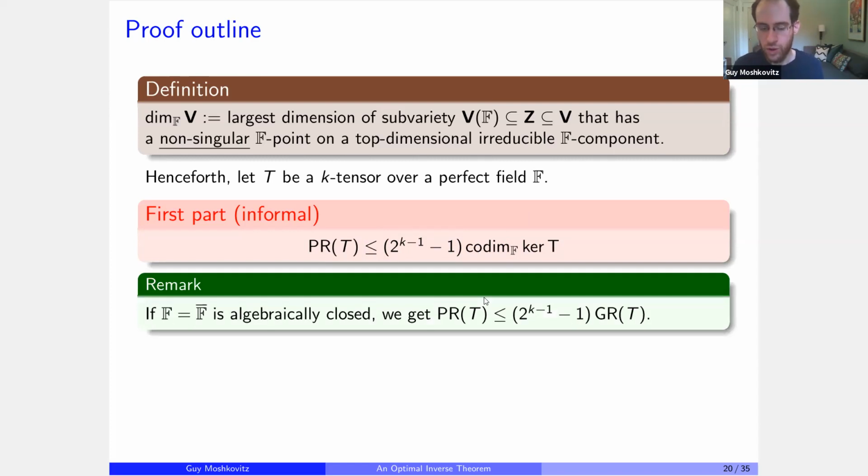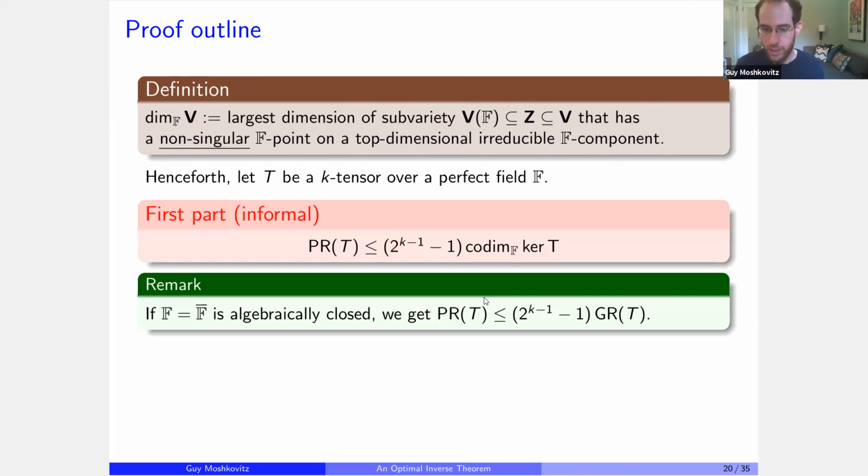And of course, an immediate corollary is that if f happens to be algebraically closed, then we know that codim sub f is just the usual codim, aka the geometric rank. So that gives us an upper bound: partition rank is at most a constant times the geometric rank, which can also be shown to be at most the partition rank. So that gives us an equivalence of partition rank and geometric rank up to a constant.